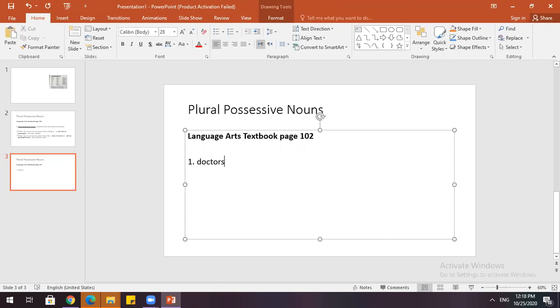You said apostrophe S. We can't do this, right? Since it already ends in S, we only add an apostrophe. Very good. Should we write in the notebooks? Yes, write the answers in your notebook. No, just the answer, not the whole sentence.